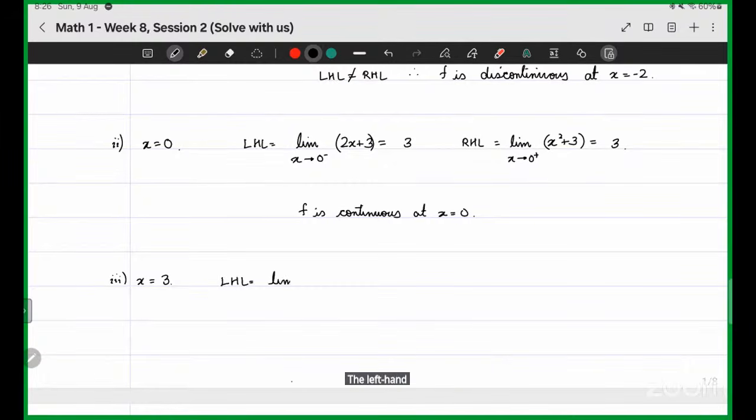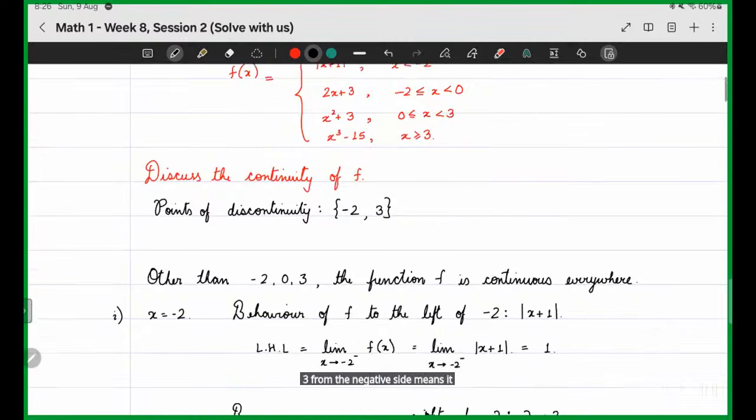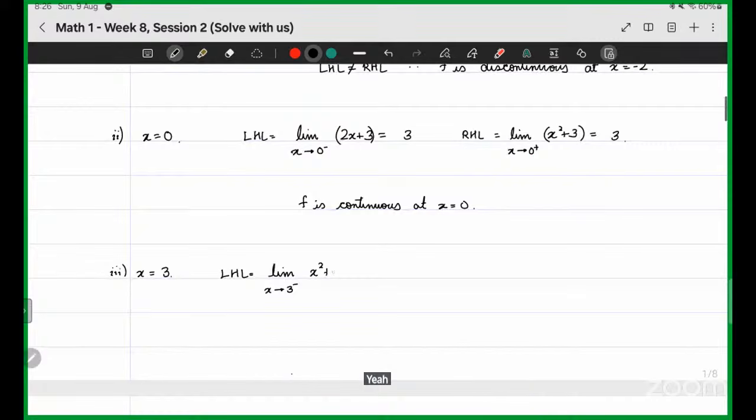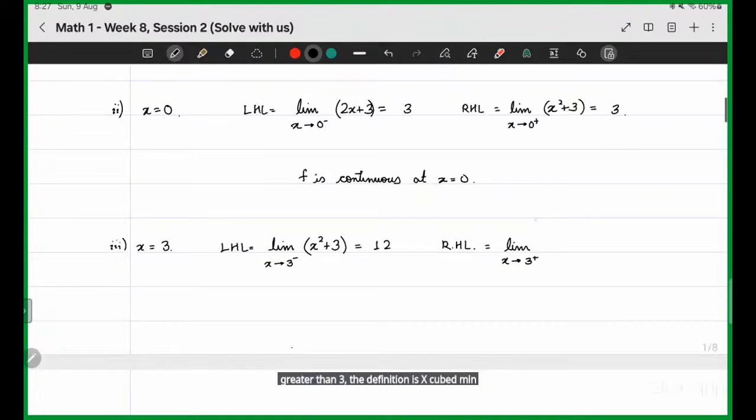The left-hand limit is, as I approach 3 from the negative side, x cubed plus x squared plus 3, which when I substitute, I'll just get 12. And the right-hand limit is the limit as x goes to 3 from the plus side, greater than 3. The definition is x cubed minus 15. So 27 minus 15 is 12.